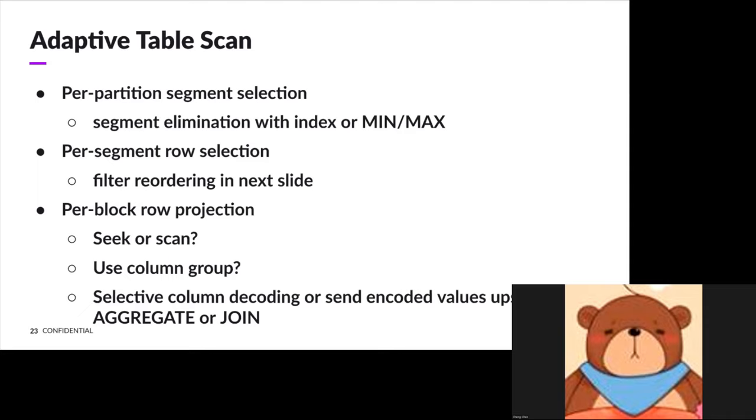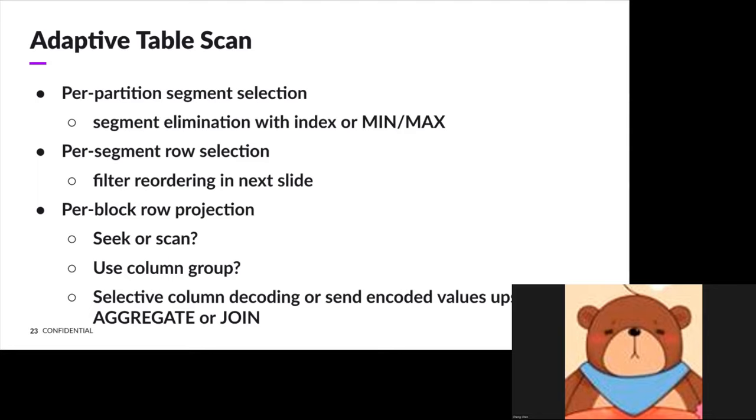So the second step is for each segment, we use the per segment index together with the filters to select the loads within that segment. We support filter reordering to find the optimal execution order, which we will discuss in more detail in the next slide. These steps output the selection factor.